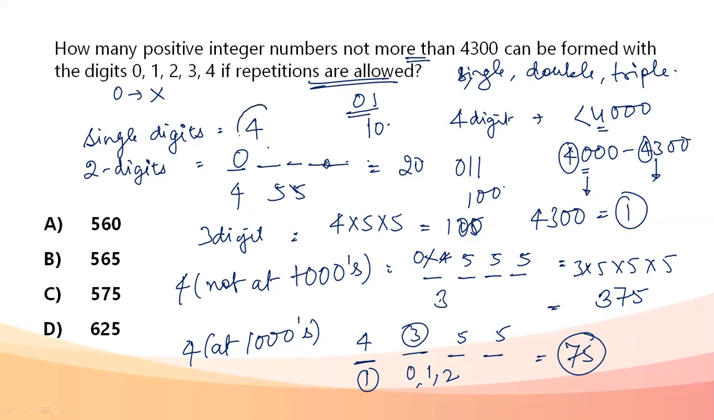Total number of ways becomes 4, 20, 100, 375, 75 and plus 1. When we do all of this, it comes out to be 575. My answer is option C.